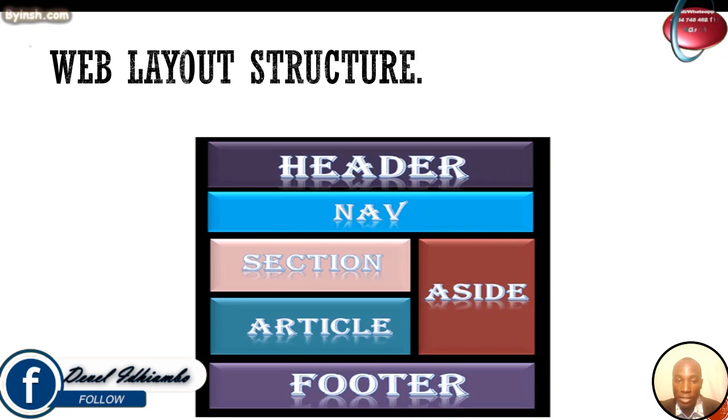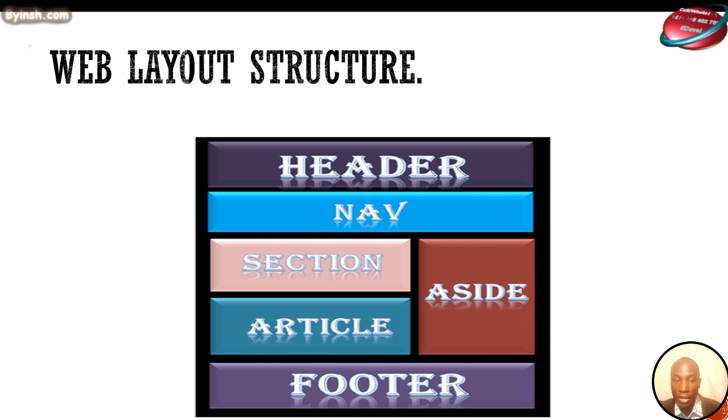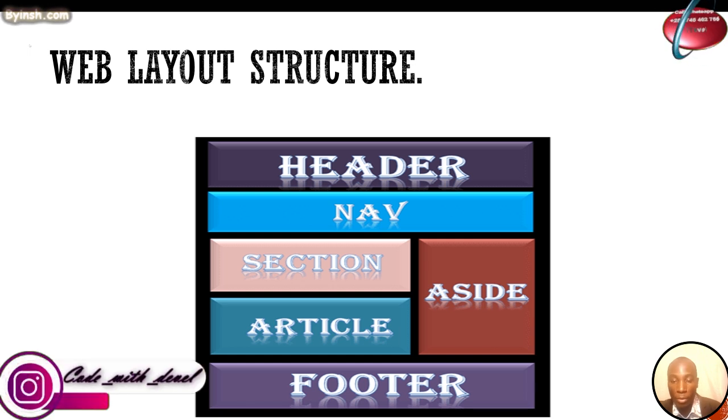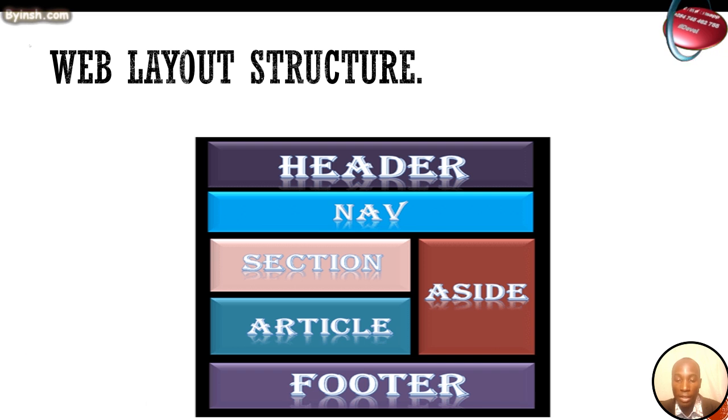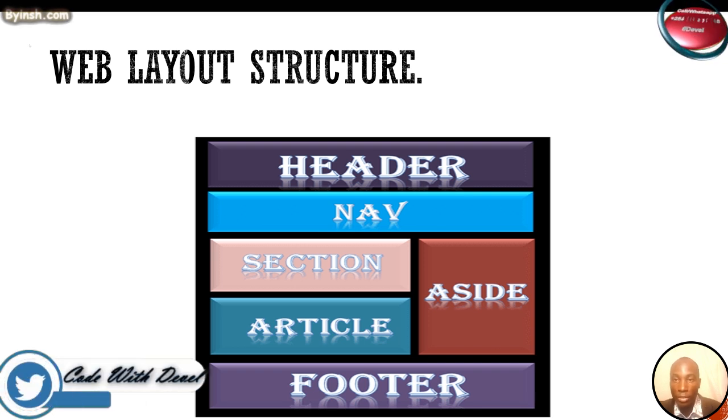This image just differentiates between HTML layout structure and web layout structure. A normal web page must have a header, a navigation link or navbar, and the body is partitioned by semantic tags like section and article, followed by the footer, which shows the summary of the web page or shortcuts for some of the links.